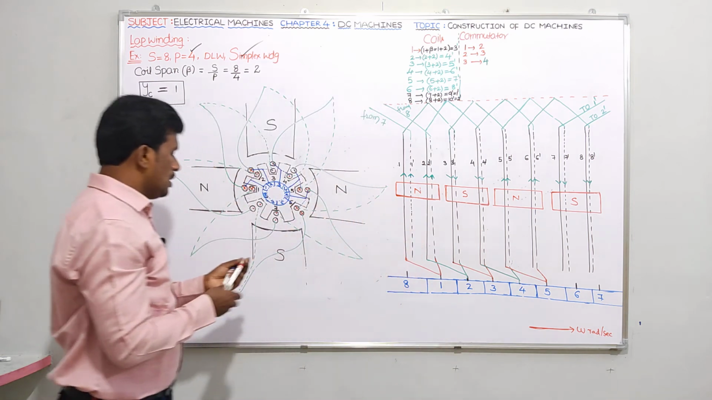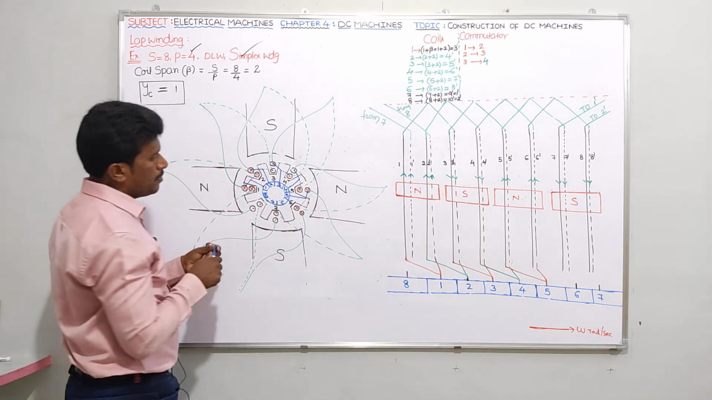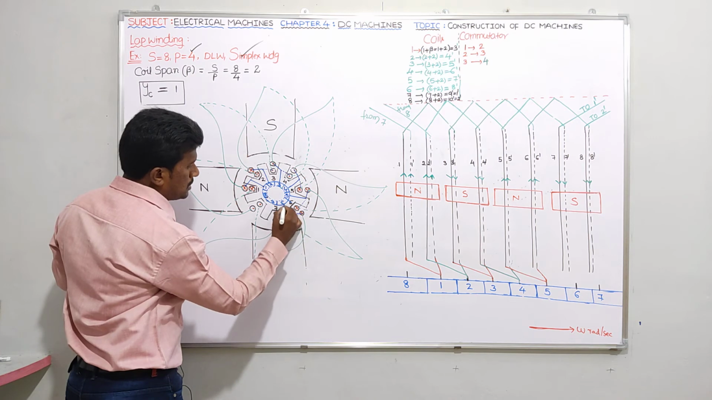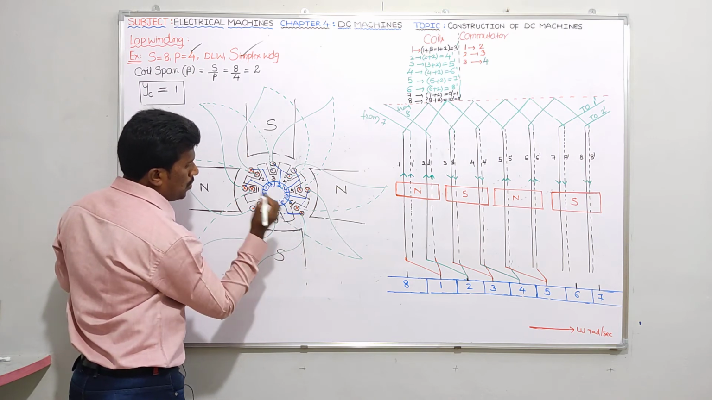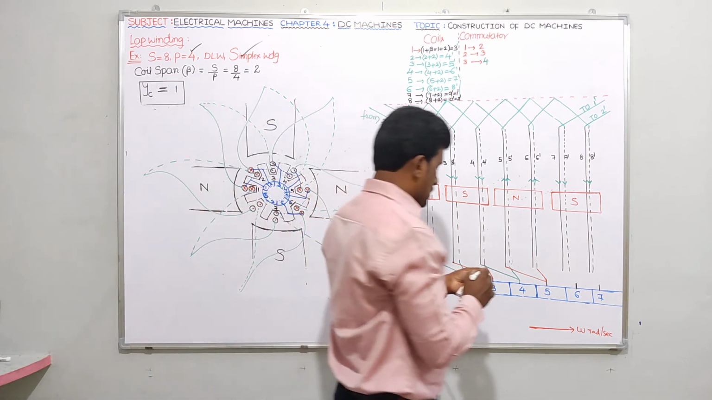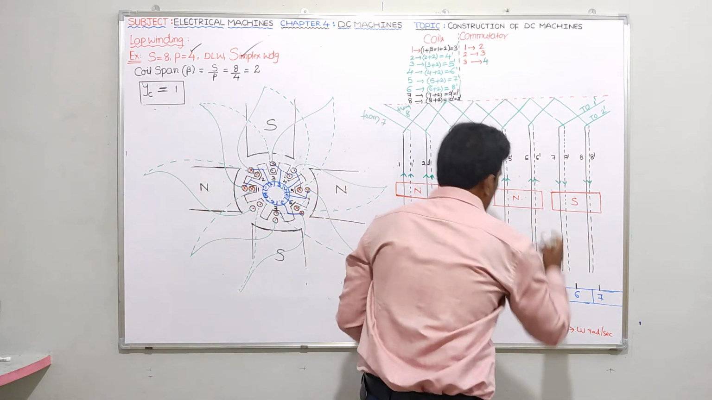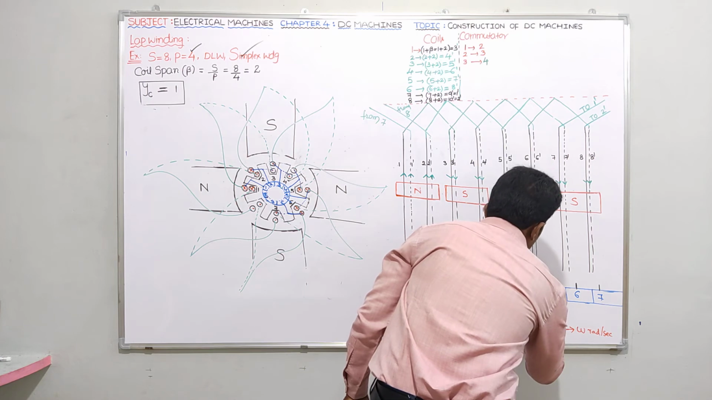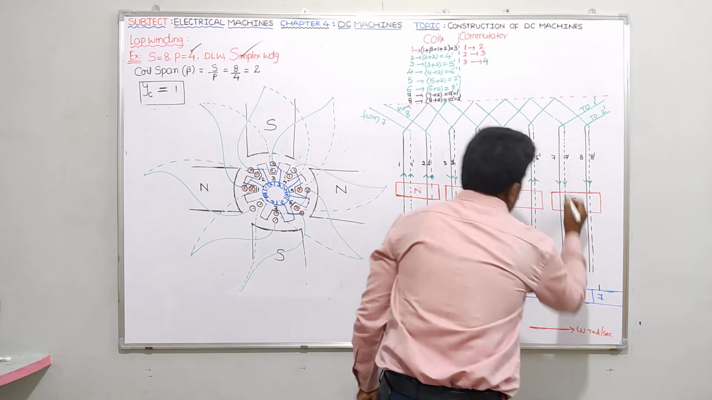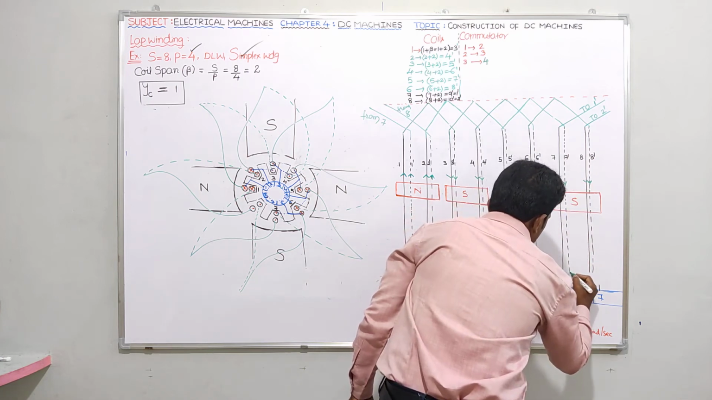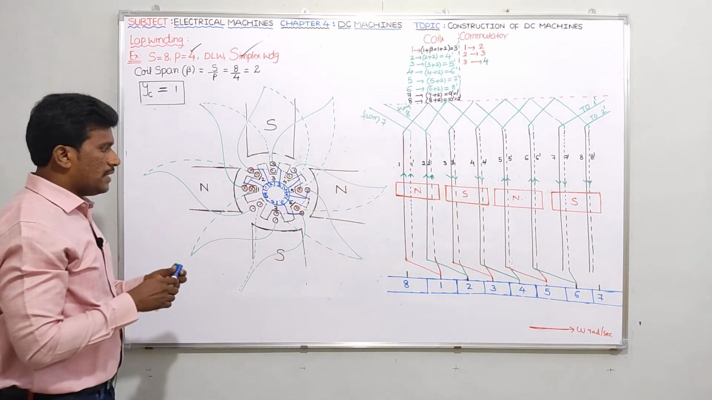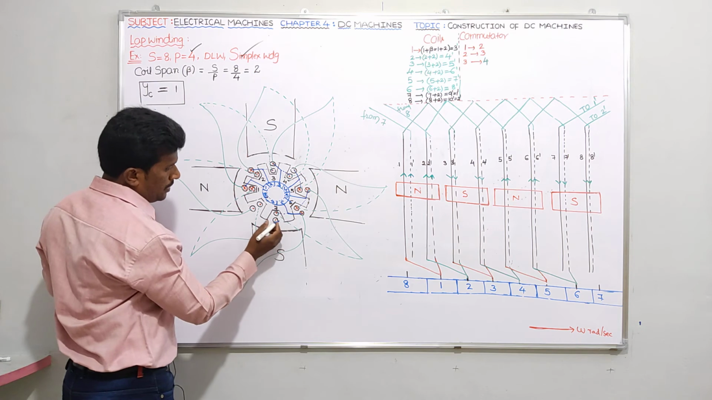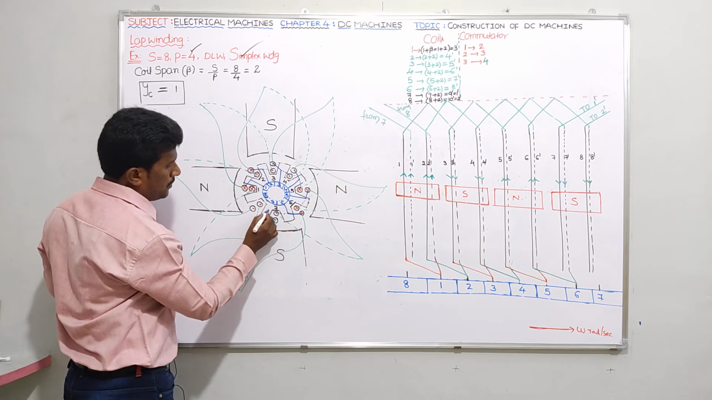Next, sixth slot upper is connected to sixth segment like this, and it is extended to seventh slot lower. So sixth slot upper means this solid one connected to sixth segment like this. It is extended to 7 dash, means it should be like this. Is it clear, guys? Next, seventh slot upper is connected to seventh segment.